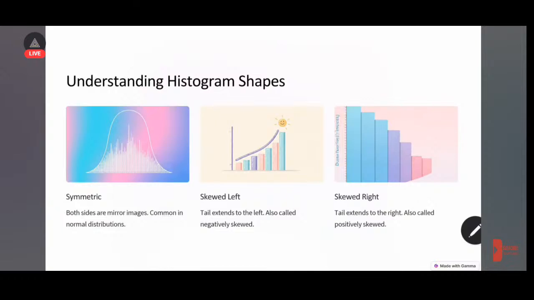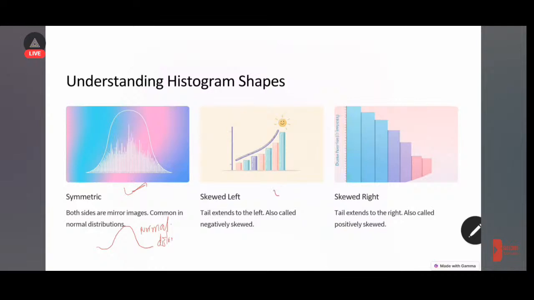If your histogram is bell-shaped like this, this is called symmetric. Why? Because both sides are mirror images, common in normal distribution. And I want you to pay attention to this very well. A bell shape follows the normal distribution. We're going to be talking about this in a subsequent episode.